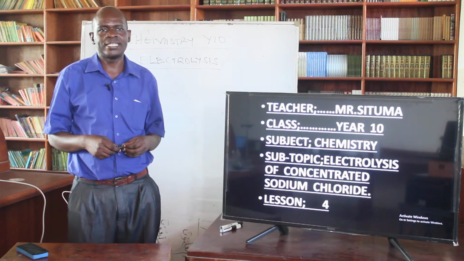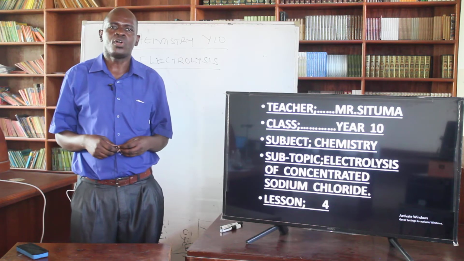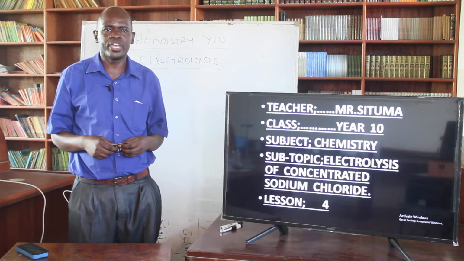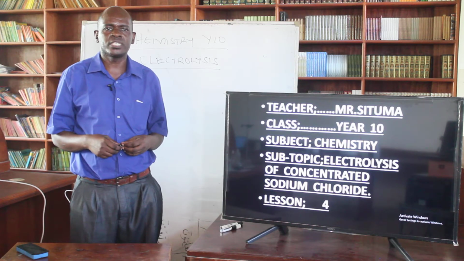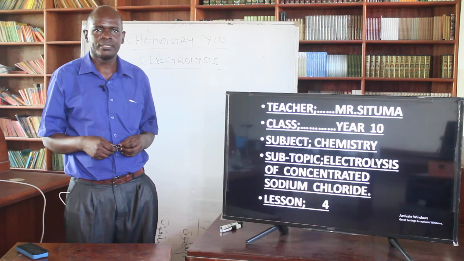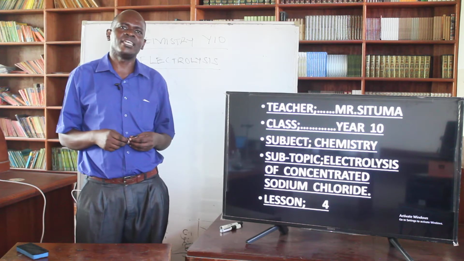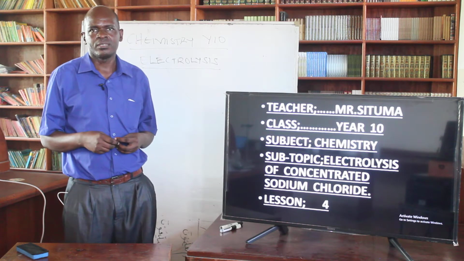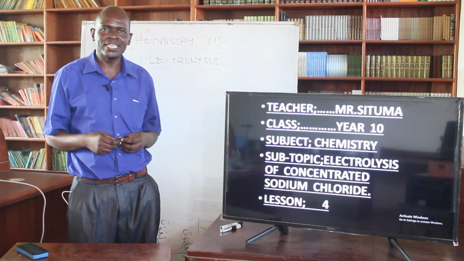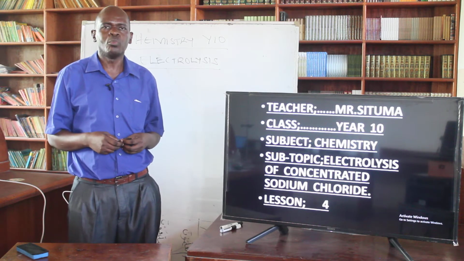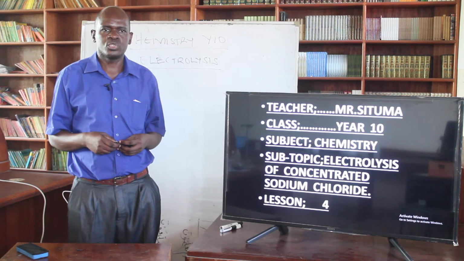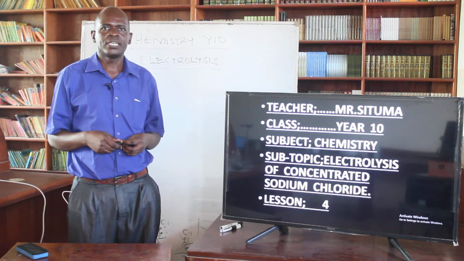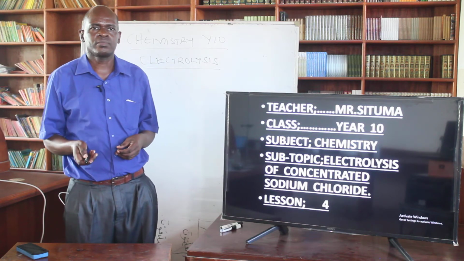Today we are looking at the electrolysis of concentrated sodium chloride. Remember that we have been looking at the process of electrolysis. We have looked at the binary electrolytes, the decomposition of ionic compounds by use of an electric current. So today we now move on to the concentrated solutions.